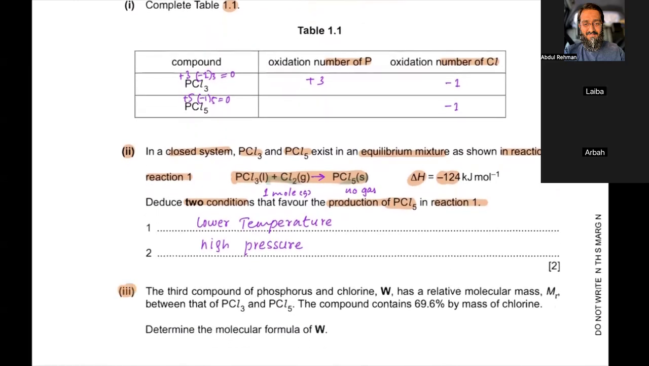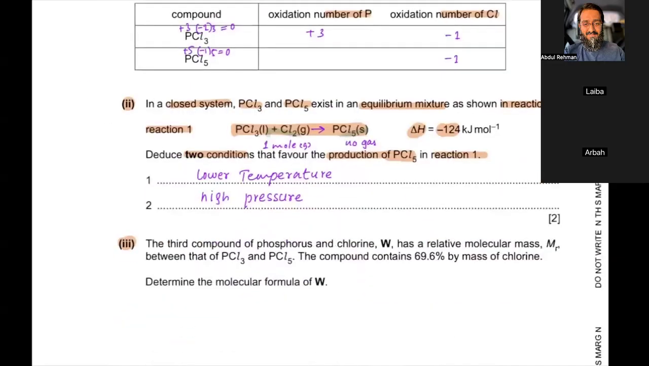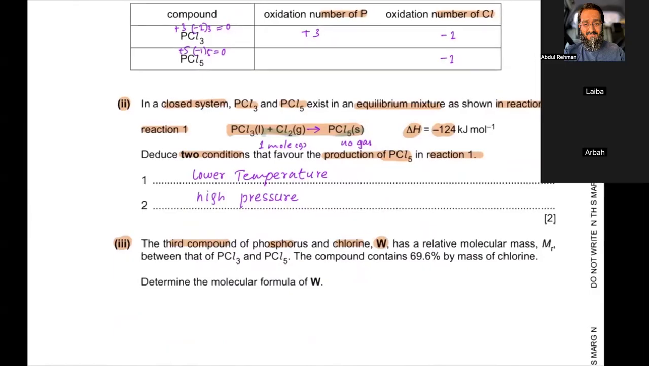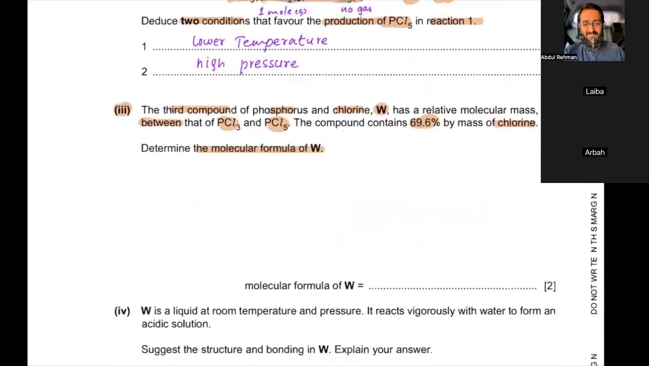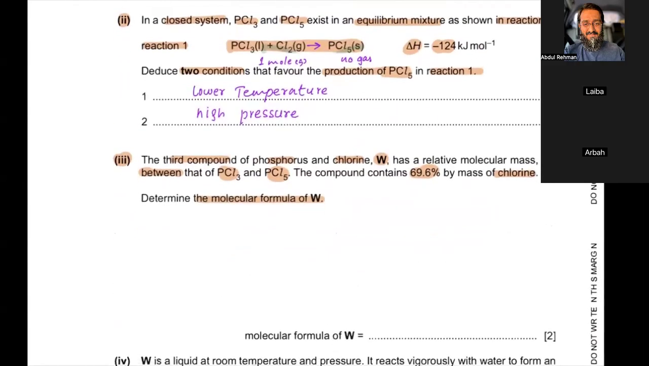Now, question number 1A, part 3. The third compound of phosphorus and chlorine, W, has a relative molecular mass Mr between that of PCl3 and PCl5. The compound contains 69.6% of chlorine. Determine the molecular formula of W. So they are asking for the molecular formula of W.